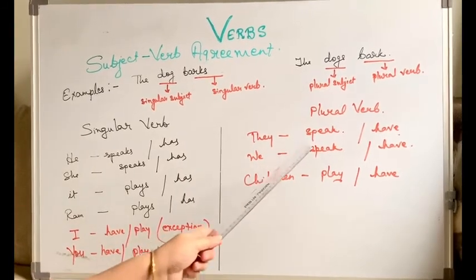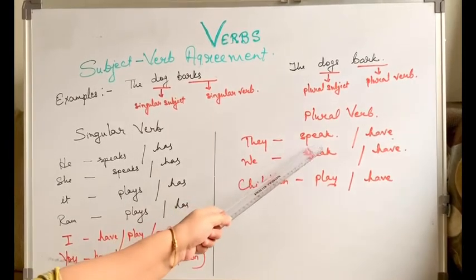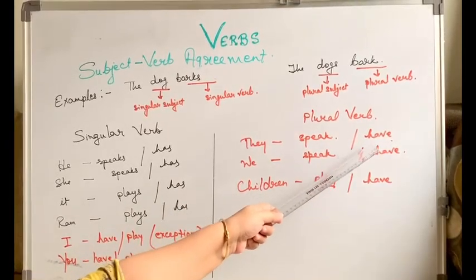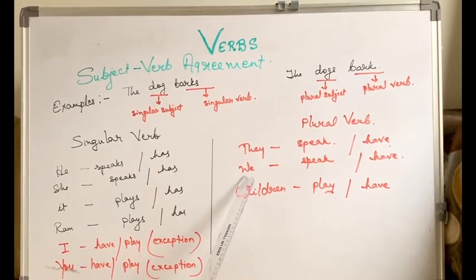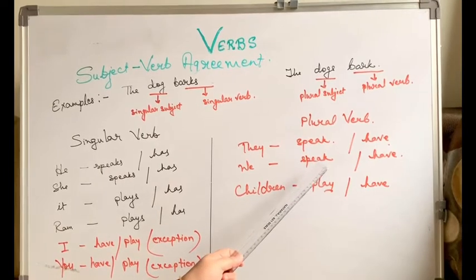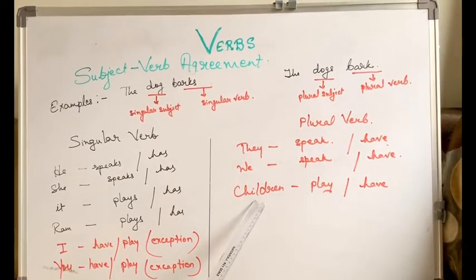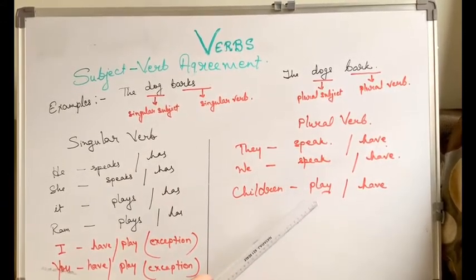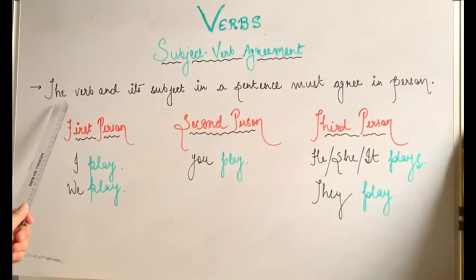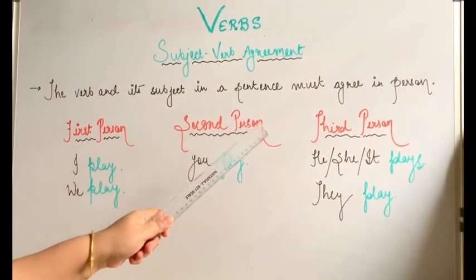Let's see some plural verbs. With the subject they, which is plural, we use they speak or they have. We don't use has with a plural subject. Similarly, with we, which is plural, we use the plural verb like speak and have. Again, with children, which is plural, we use play or have or any other such plural verb. Always remember, children, that the verb and its subject in a sentence must agree in person.